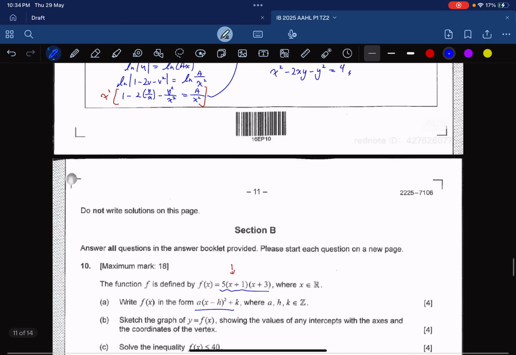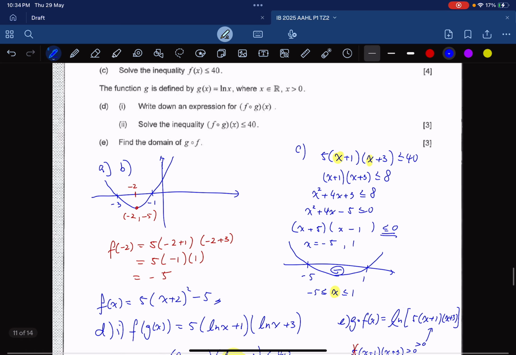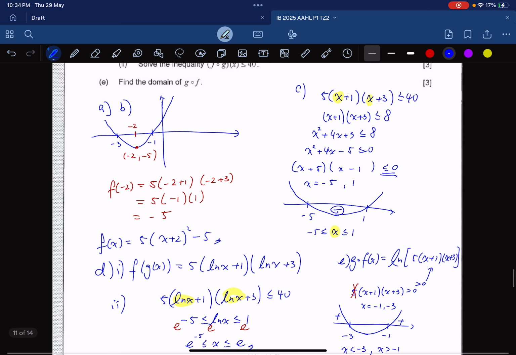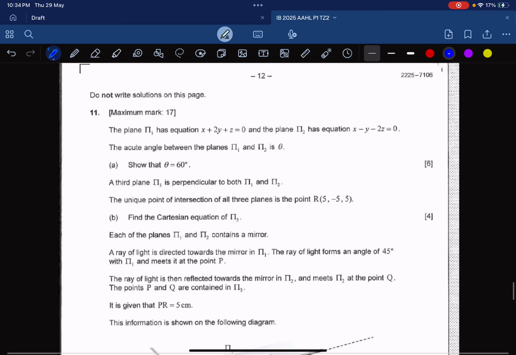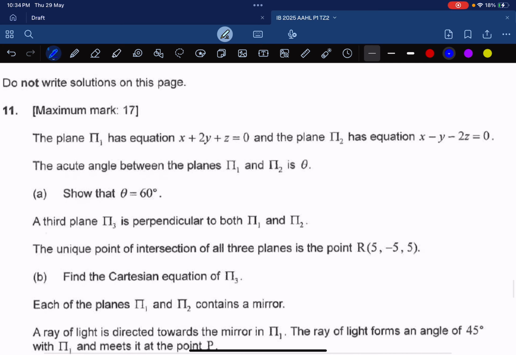Okay, so we use 3 minutes for a 3 marker. Okay, so 3 or 4 minutes. So this is an SL question. I think it's pretty easy. Okay, plane. So let's see. So this is kind of ugly now.